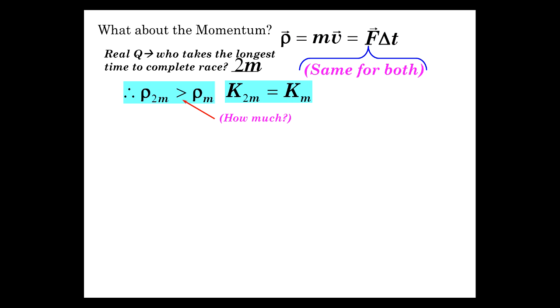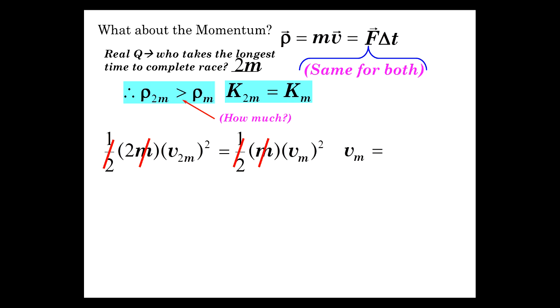So let's consider how much difference there is here. We have 1/2 mv squared, so 1/2 of 2m v squared is equal to 1/2 of the 1m times its speed squared. Now, the halves go away, the m's go away, and we can take the square root, and the velocity of the 1m equals the square root of 2 times the velocity of the 2m. Now we know quantitatively the relationship between the speeds at the end of the race.